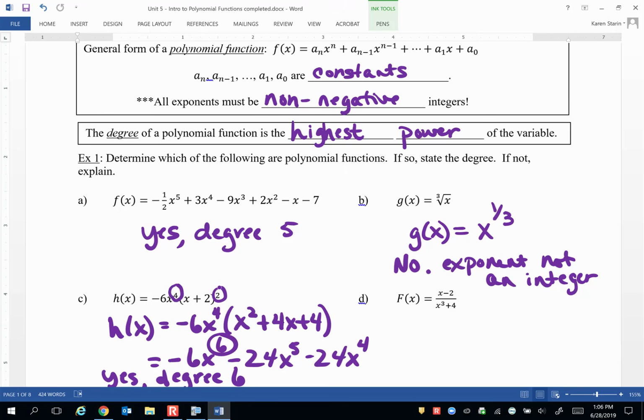Part D, f of x equals the rational function x minus 2 divided by x cubed plus 4. So no, this is not a polynomial function because it is the quotient of two polynomial functions. It's a rational function. So simply we'll just say no, this is a rational function.